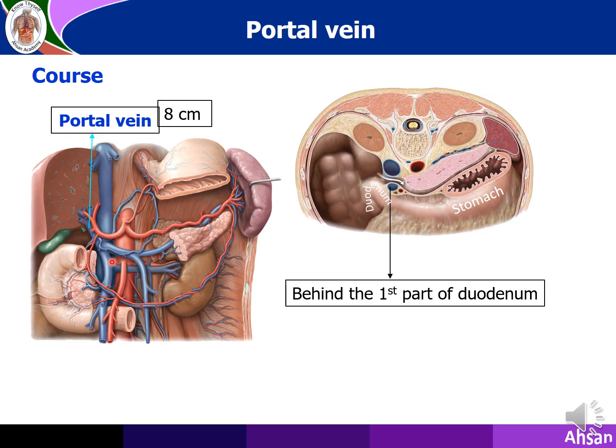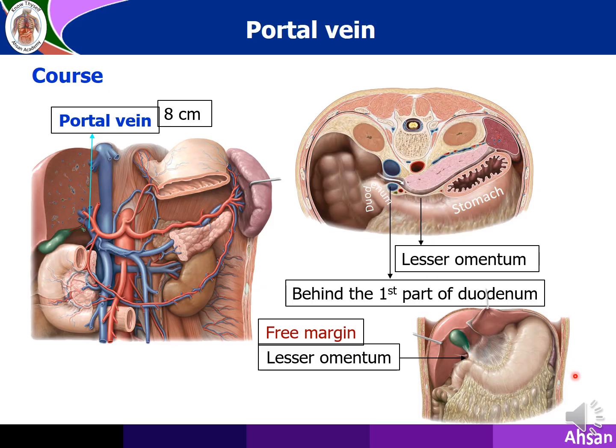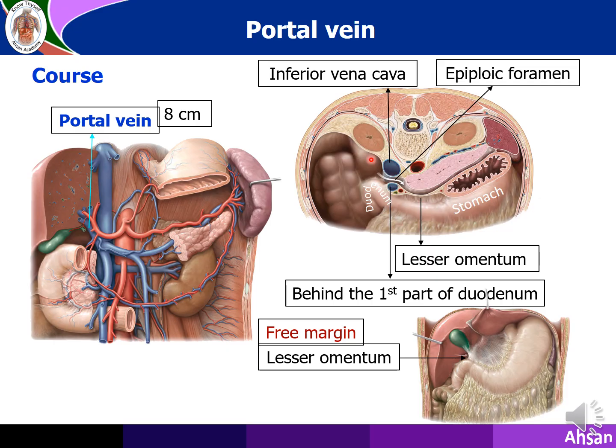So after formation, it lies behind the first part of the duodenum, and it is in the free margin. It is the right free margin of the lesser omentum. If you can remember the photograph, this is the lesser omentum, and this is the free margin. Behind that, the epiploic foramen is situated. This arrow is in the epiploic foramen. So this portal vein is in this free margin of the lesser omentum, ascends behind the first part of the duodenum along with two structures. You can see the epiploic foramen is behind, and after that the inferior vena cava lies behind this.